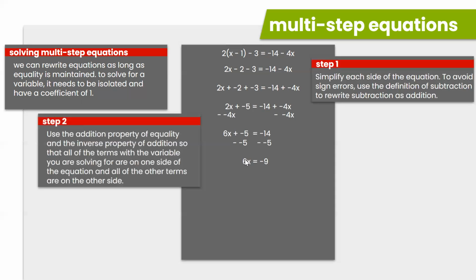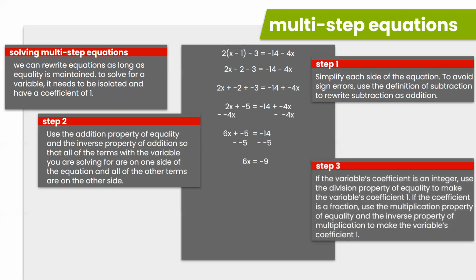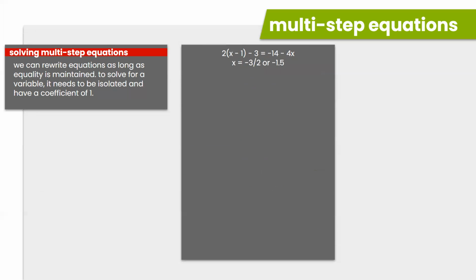Now I'm going to divide by the 6 because it's in front of the x, because that's my coefficient. I want to get x alone. So if the variable's coefficient is an integer, that's whatever's in front of it, use the division property, so you're dividing. And now you have x is equal to negative 3 over 2 or negative 1.5.